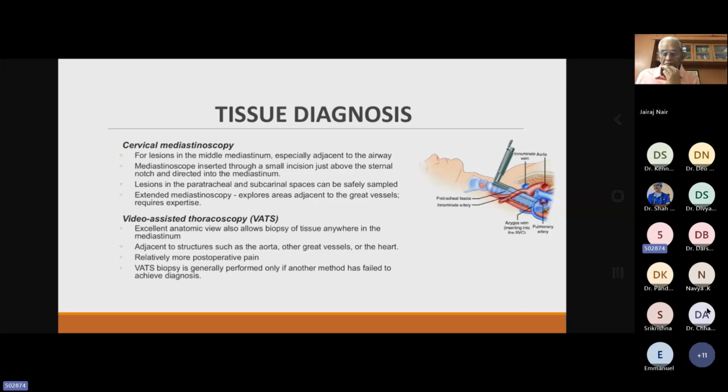The video-assisted thoracoscopy approach gives an excellent anatomical view and also allows biopsy of tissue anywhere in the mediastinum, adjacent to structures such as the aorta, great vessels, and heart. It causes relatively more postoperative pain. VATS biopsy is generally performed only if another method has failed to achieve the diagnosis. This is the image showing the cervical mediastinoscopy.